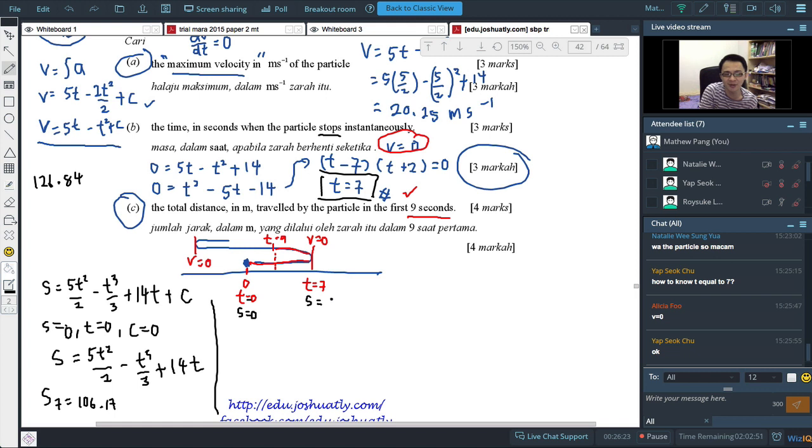Then of course we need to find S9. That means we substitute the 9 into it. I believe we did that just now, so we get some value here. 85.5, it's not mistaken. That means when t equals 9, my s equals 85.5.